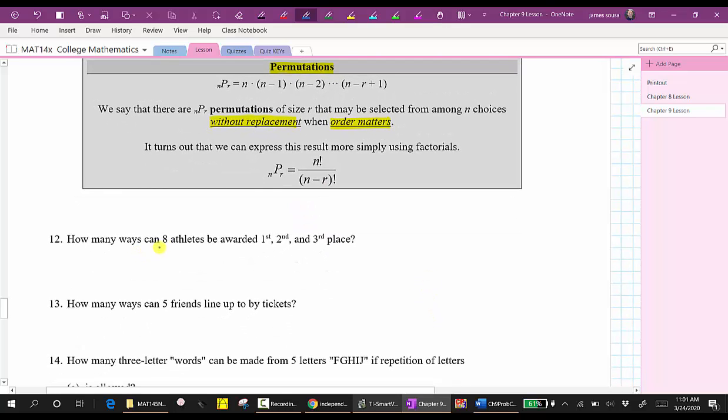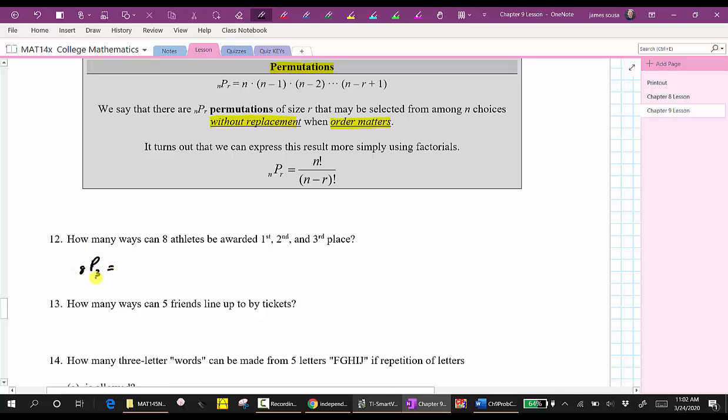How many ways can 8 athletes be awarded first, second, and third place? Well, here the order matters because the order indicates whether the athlete gets first, second, or third place. And of course, there's no repetition because if an athlete gets first, the athlete cannot get second or third place, and so on. One way to determine how many ways 8 athletes can be awarded first, second, and third place would be to determine 8 permute 3.